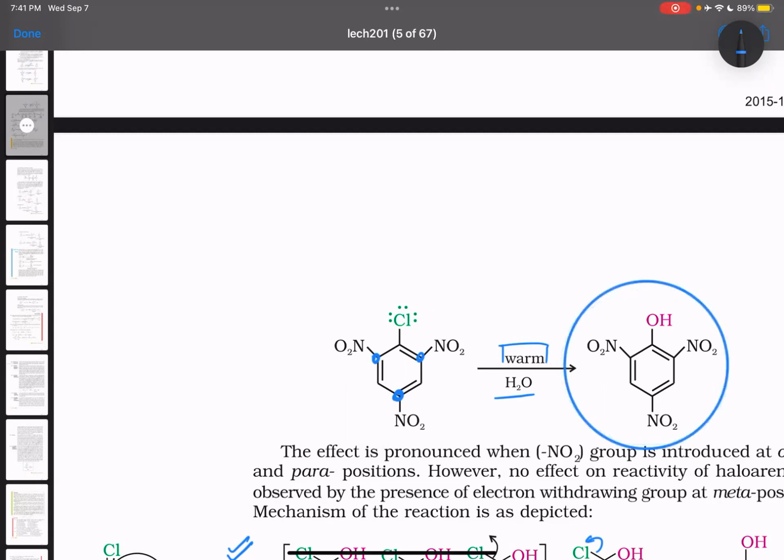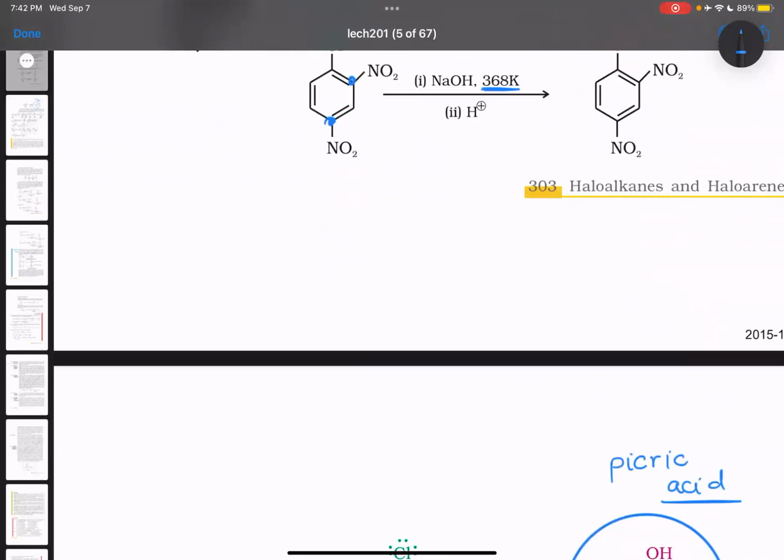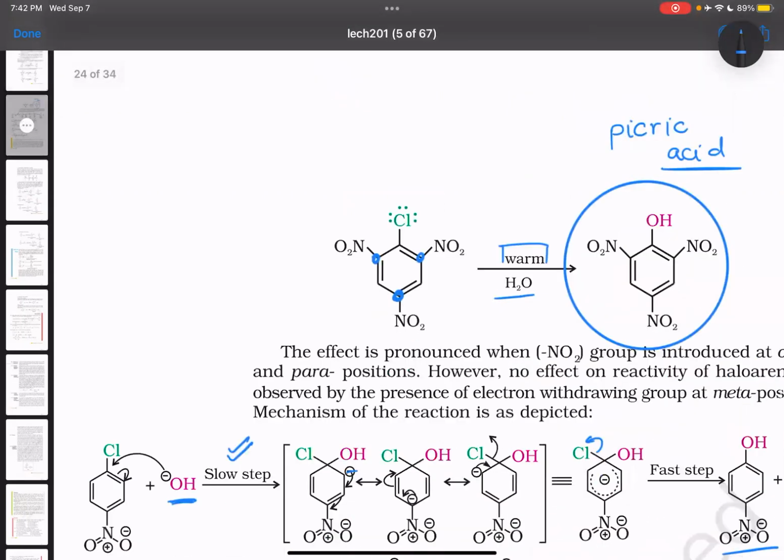What is the common name of this? Remember it? Picric acid, right? It is 2,4,6-trinitrophenol. So the NO2 group must be helping in some way or the other. That's why when you have more and more NO2 groups at the ortho and para positions, the reaction is becoming easier, which is indicated by the temperature of the reaction coming down and down.